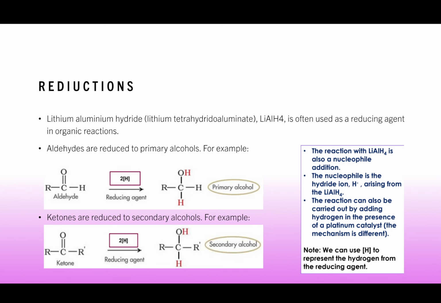Reductions now. Lithium aluminum hydride, or lithium tetrahydroaluminate, is a complex often used as a reducing agent in organic reactions. It is used very, very often. Aldehydes are reduced by it to produce primary alcohols, and ketones are reduced by it to produce secondary alcohols.